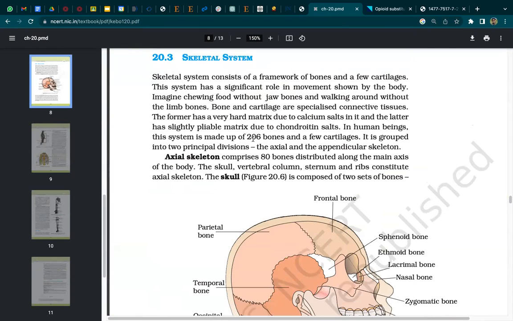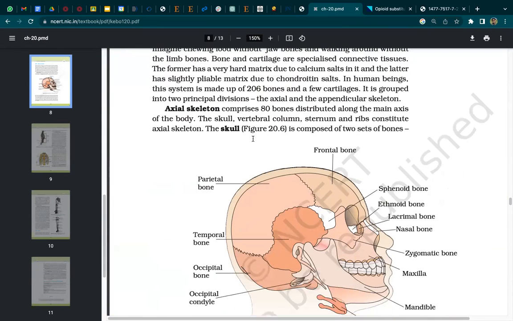So you can realize our axial skeleton, which is the head and our spinal cord and the ribs, just contains 80 bones. So the majority of bones are present in our limbs, in the hands, shoulders, the thighs, legs.